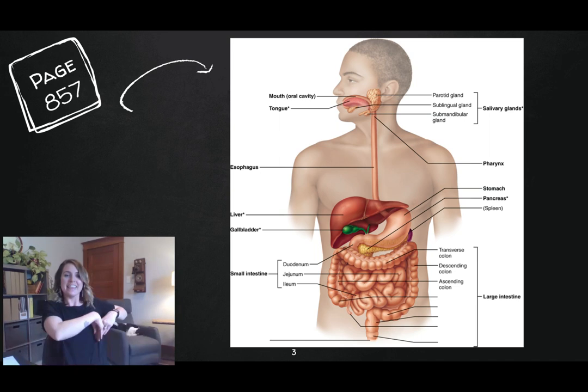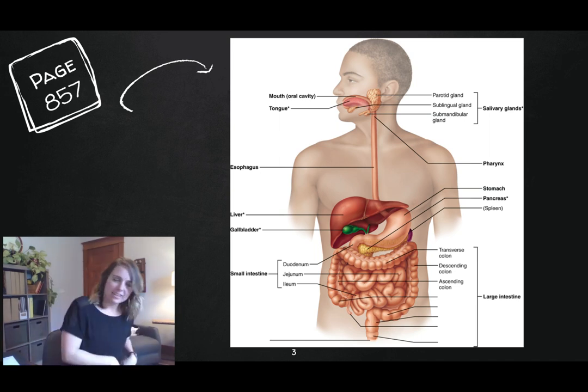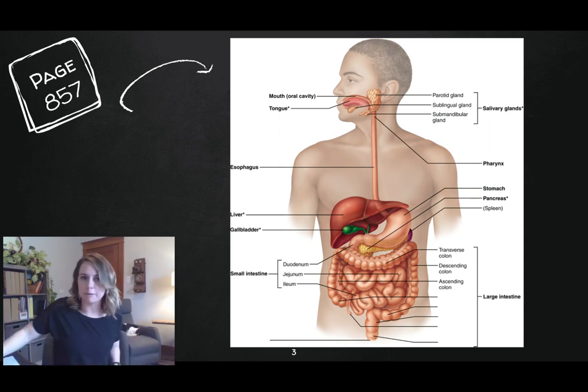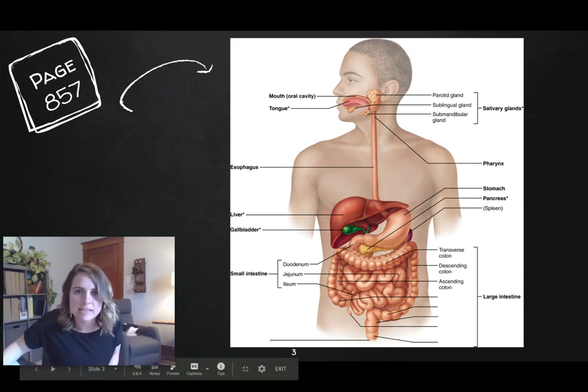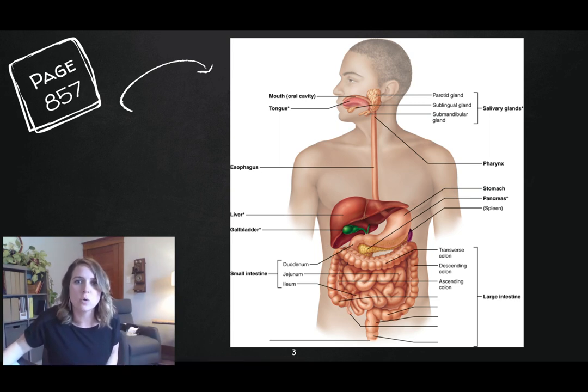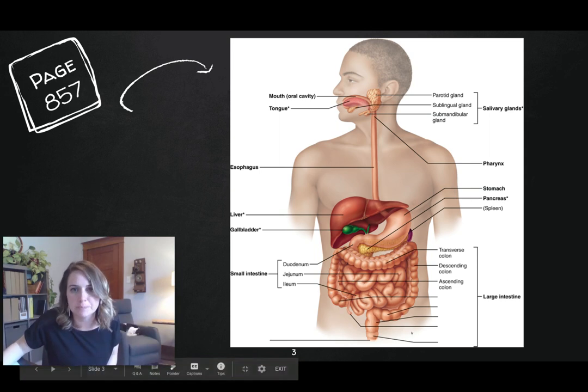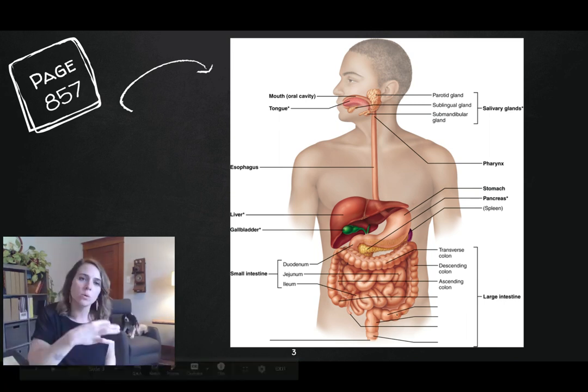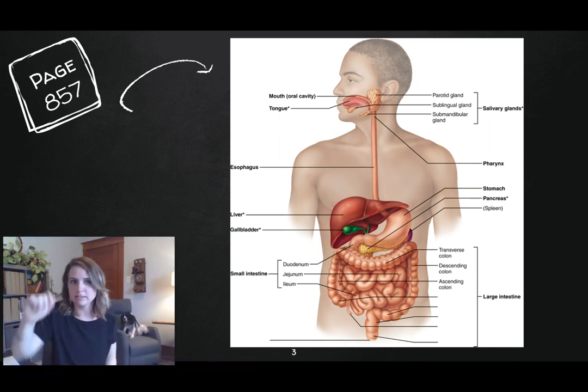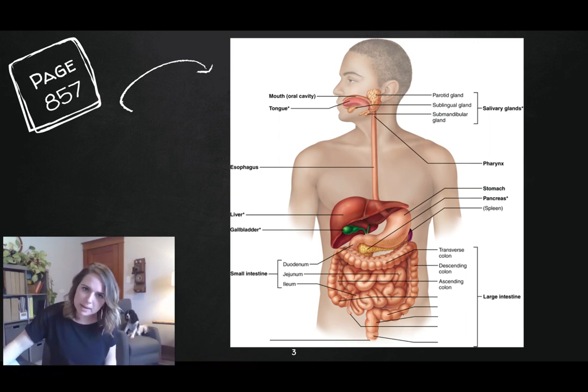And then we have the descending colon where it travels back down. So right here, this is the ascending colon. This is the transverse colon across the top, and then the descending colon right here. Right. Then as the colon, or large intestine, so colon is just another word for large intestine, kind of makes this turn here.